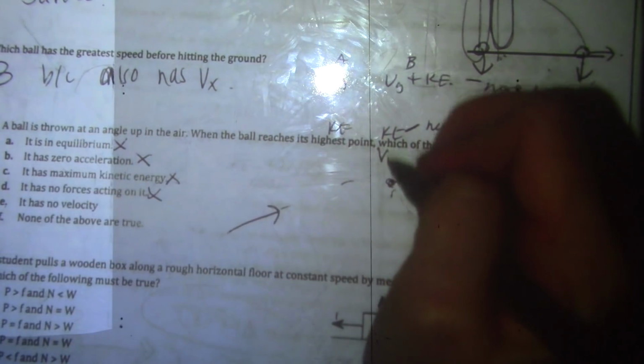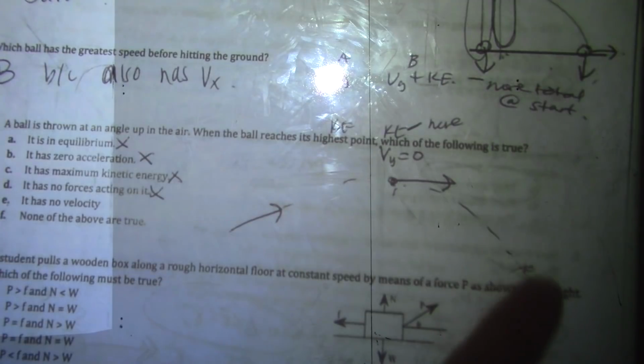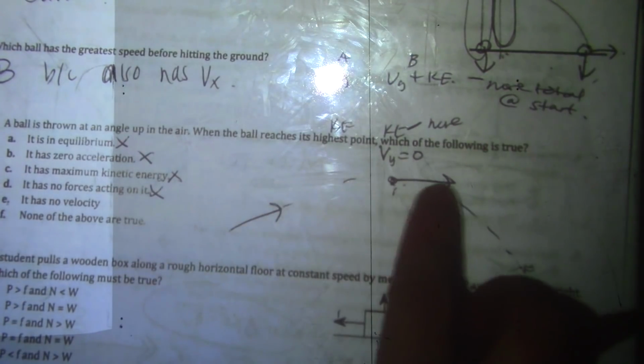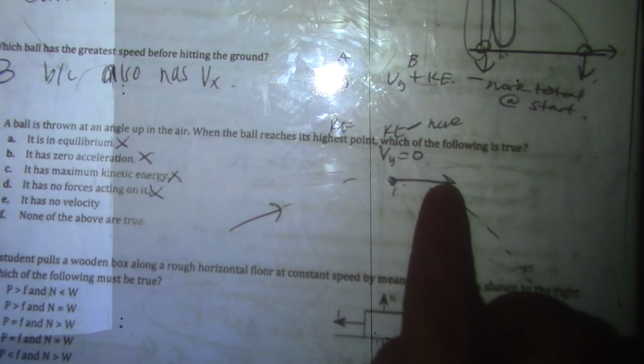There is no velocity. This is the one that most people pick. It's actually not true. I have no y velocity, but I still have an x velocity. Your x velocity is constant, right? There's nothing slowing it down in the x direction. So that means it can't just turn off here and then continue moving sideways, come back, right? Your x velocity is staying the same the whole time. So E was not true. It has an x velocity. It was an F. None of the above were true.